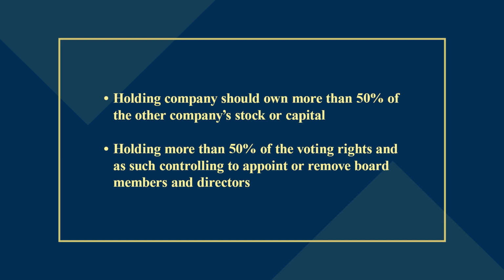The following conditions are set under the Companies Act of 2013 for the fulfillment of a holding company. These are: the holding company should own more than 50% of the other company's stock or capital, hold more than 50% of the voting rights, and thus control the power to appoint or remove the board members and the directors. Even though the holding company has the majority management control over the subsidiary company, the holding company doesn't interfere with the day-to-day activities of the latter company.